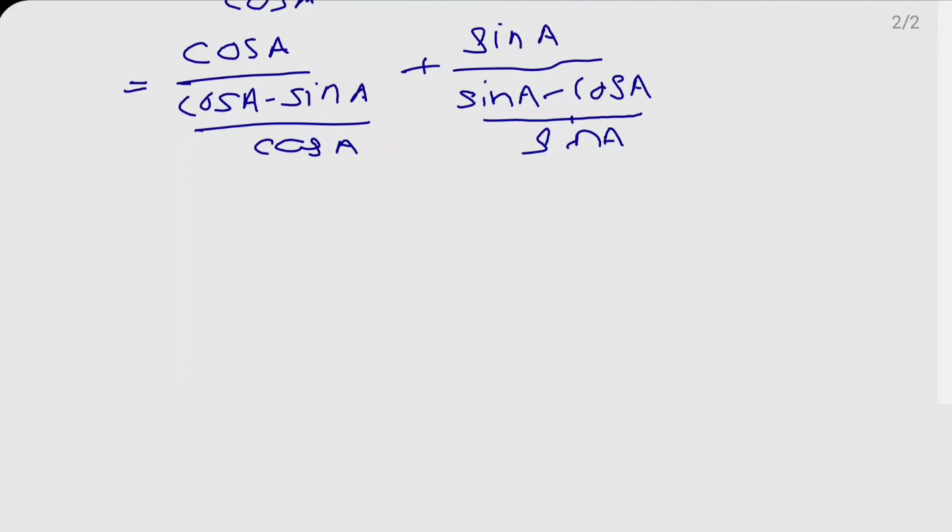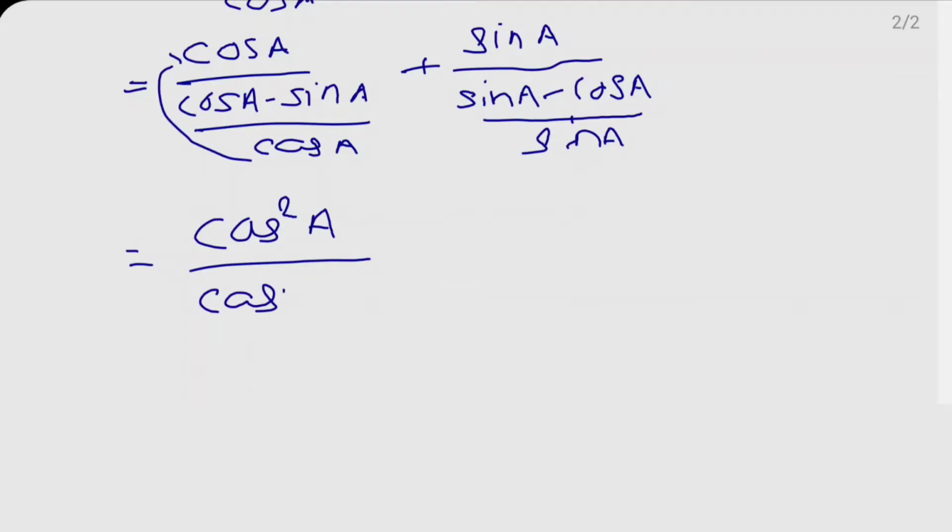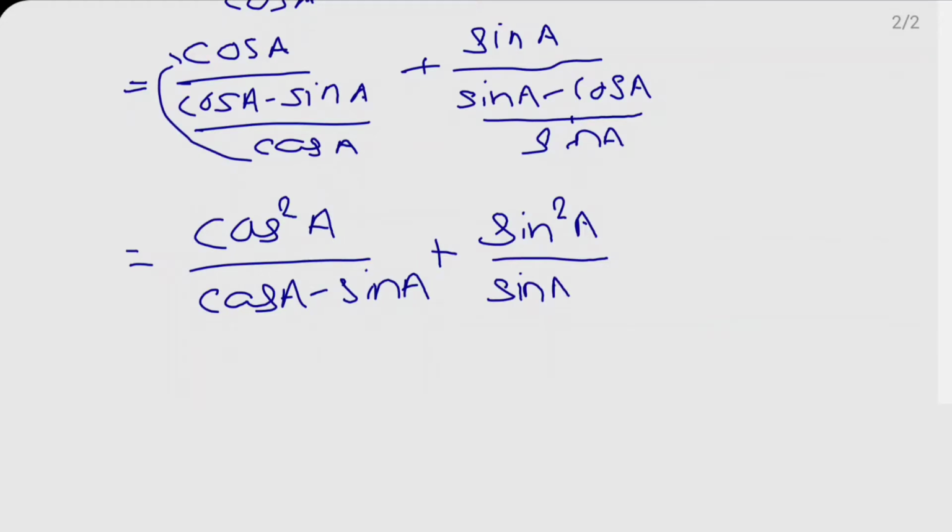So now in the next step, cos A into cos A becomes cos square A divided by cos A minus sin A, and here plus sin A into sin A, sin square A divided by sin A minus cos A.